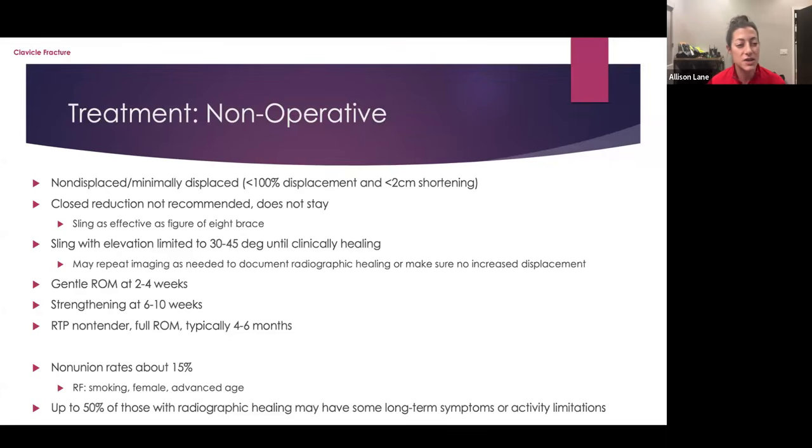You want to go with limited elevation of that shoulder until really they're starting to clinically heal. You can repeat some imaging just to make sure there's no increased displacement. But really, these are also over the first couple of weeks.